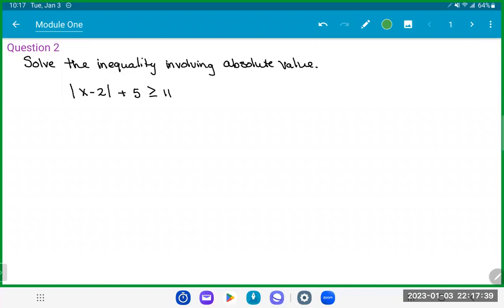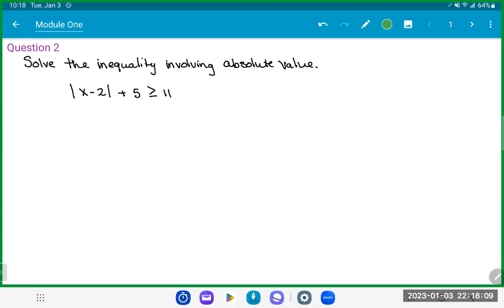Hello. For this video, I am going to cover how we look at solving inequalities that involve an absolute value. This is similar to question number 2 out of the module 1 assignments in Mobius.